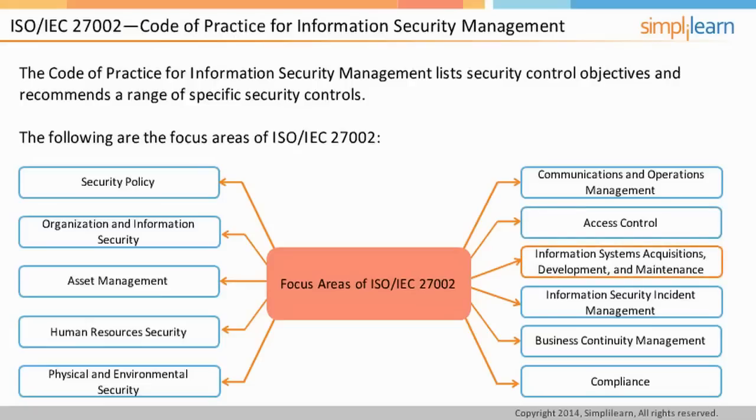Information systems acquisitions, development, and maintenance implement security controls into operations and development systems to ensure the security of application systems, software, and data. Information security incident management implements procedures to detect and respond to information security incidents. Business continuity management mitigates an incident's impact on critical business systems. Compliance ensures adherence to criminal and civil laws and statutory, regulatory, or contractual obligations. It also complies with organizational security policies and standards and provides a comprehensive audit process.